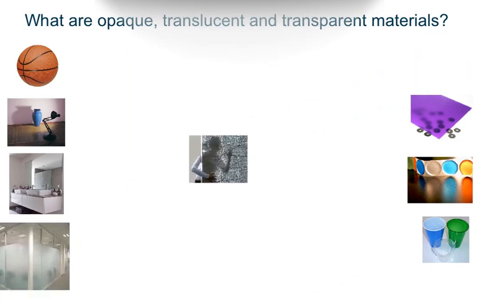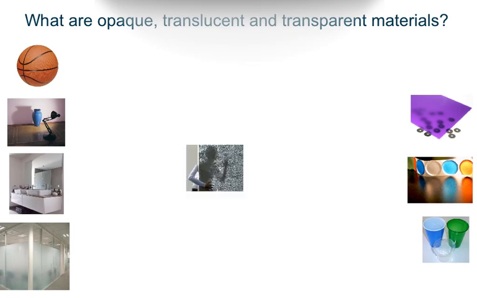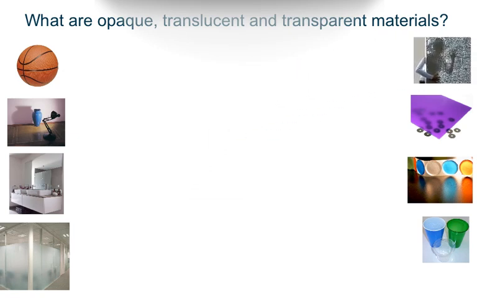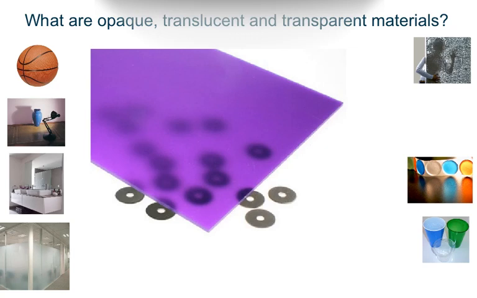And here's another example of a translucent material. You cannot see the girl behind the wall very clearly because it only allows some light to pass through, so you can only see the outline or the shadow of the girl. And here's another example of a translucent material.